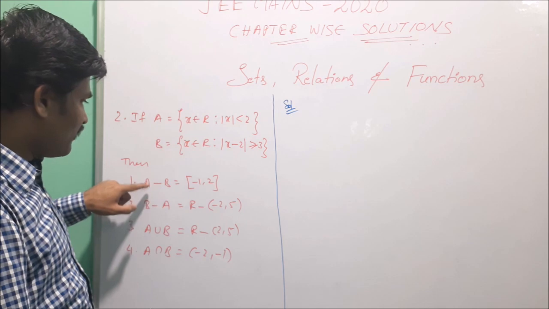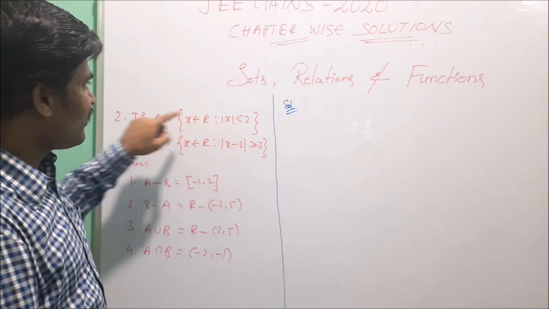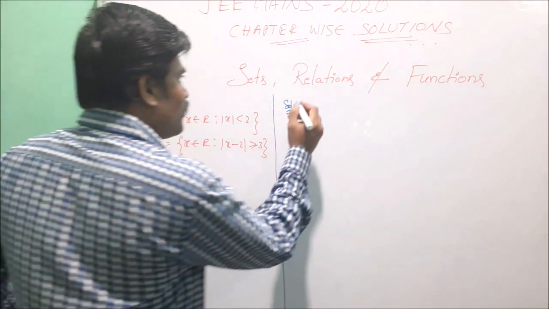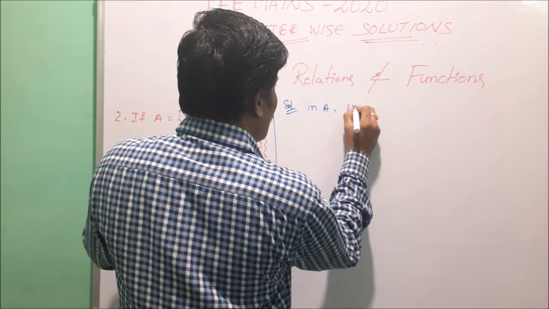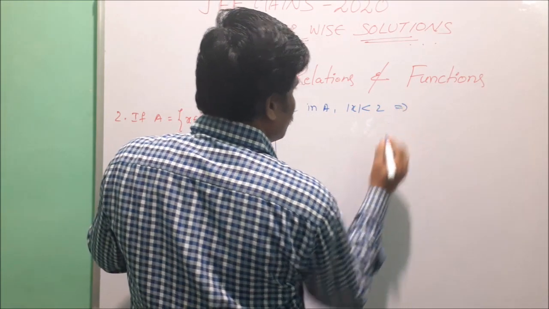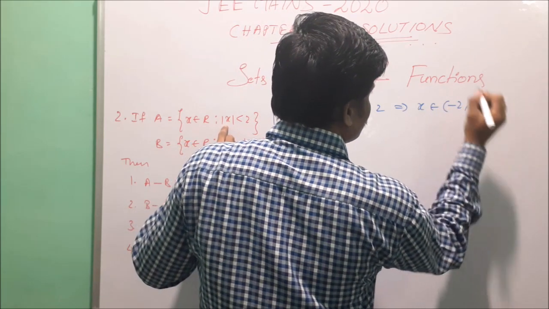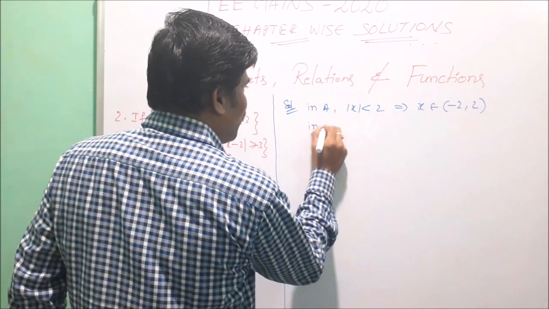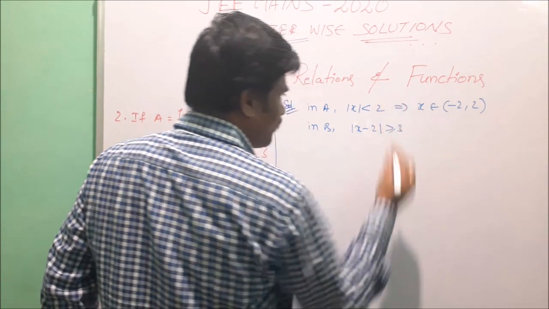Before finding these, first we find the interval of X in the set A and the interval of X in the set B. In set A, here we take mod X less than 2, which implies X lies in the open interval minus 2 comma plus 2. This is very clear. In set B, mod X minus 2 is greater than or equal to 3.